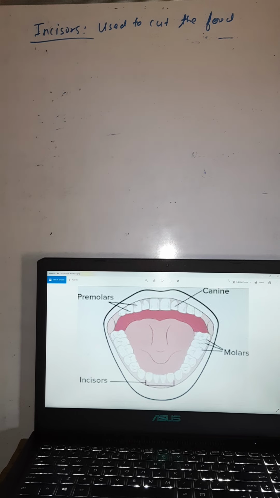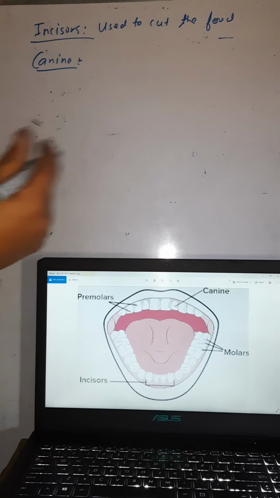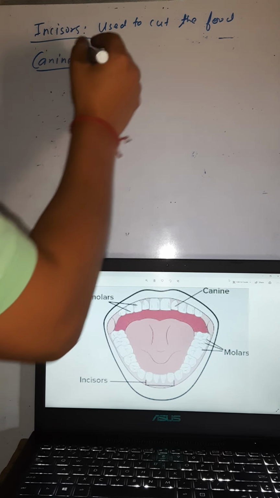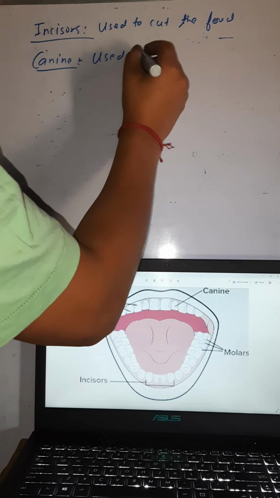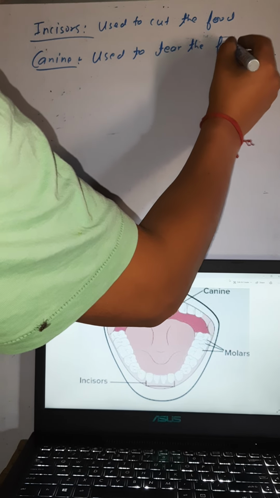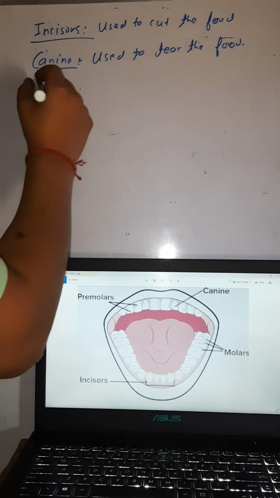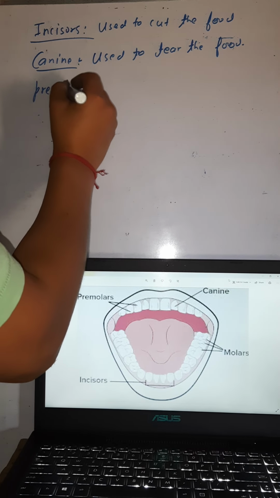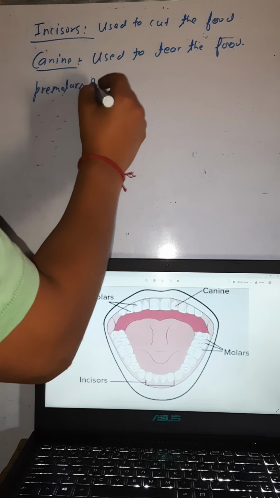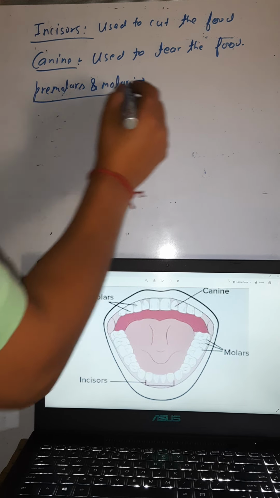Then you have the next set of teeth, canine. The function of the canine teeth is to tear the food. Used to tear the food. Then you have the set of teeth, premolars and molars. Together they have the function to chew the food.